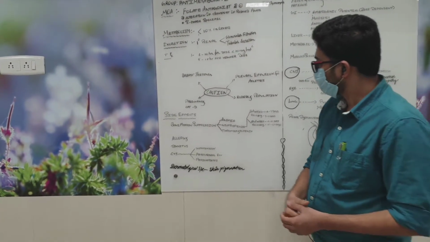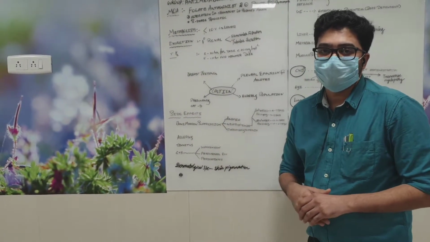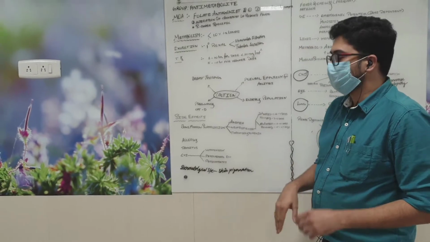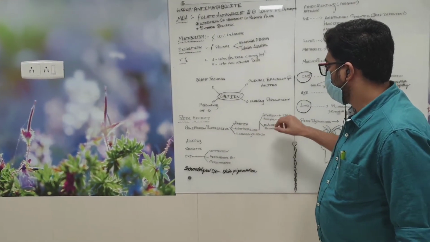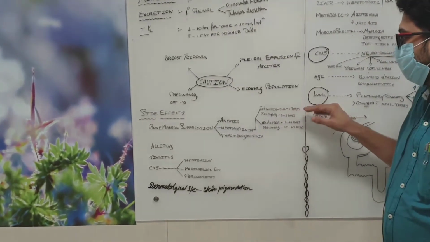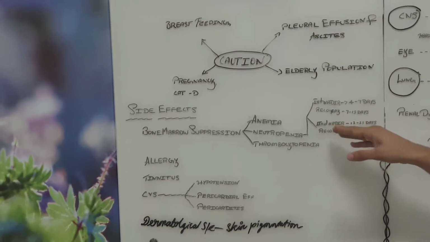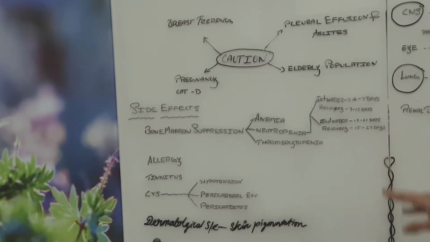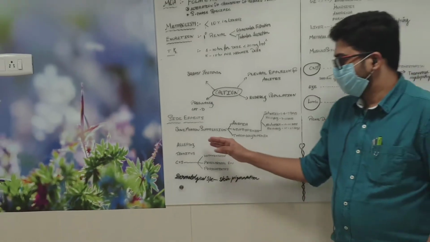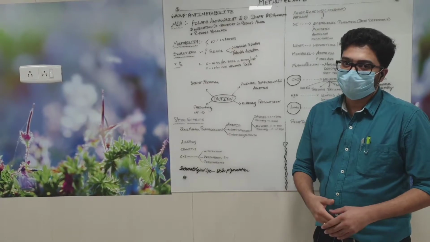We all know bone marrow suppression is the most common side effect of methotrexate. Just to remember the nadir of methotrexate: the first nadir generally comes in 4 to 7 days and recovery will be in 7 to 13 days, whereas the second nadir comes in 12 to 21 days and recovery will be in 15 to 27 days. There can be some allergic reaction to methotrexate, and in such patients we will not give methotrexate again.